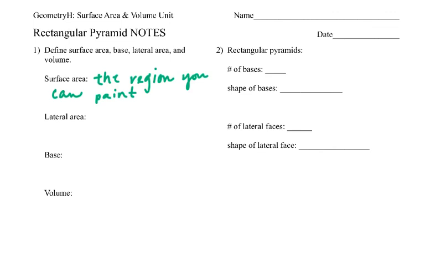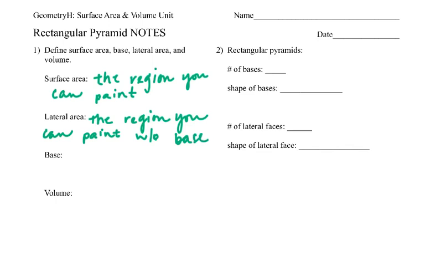The lateral area is the area or that region you can paint without the bases. And obviously these are not definitions. The definition of a lateral area is not what you can or can't paint, but I think that explains the idea. Without the bases. The base of a pyramid is the non-triangular face. Now, if all the faces are triangular, then it is a triangular base, and that's okay. But when you have a face that is not a triangle, that's the base of the pyramid.